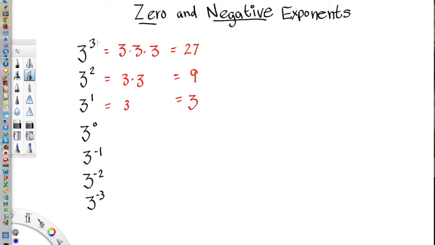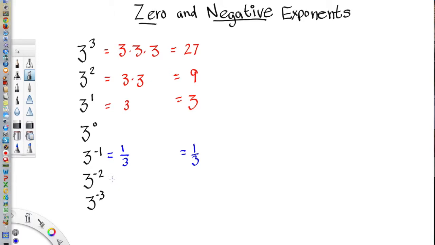And then 3 to the third power, I have the exponent 3 telling the base 3 that it is going to be a factor 3 times, and 3 times 3 times 3 is 27. Well, let's use our logic. If a positive exponent means repeated multiplication, a negative exponent would be the opposite of that. And the opposite of repeated multiplication would be repeated division. And I'm going to express that as a fraction because we know that every fraction is really a division problem. So 3 to the negative first power would simply be 1 divided by 3, which is 1/3.